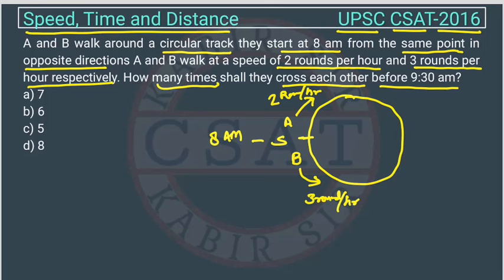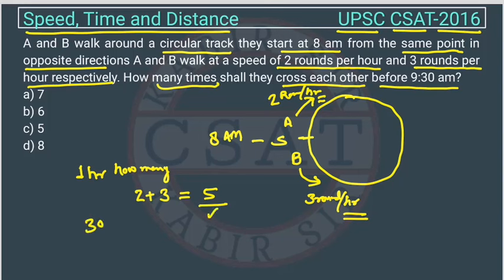Okay, so in 1 hour we will use the concept of relative speed, right? Because they are running in opposite directions. So in 1 hour, how many times will they meet? They will meet 2 plus 3, so their relative speed will be 2 plus 3. So they will meet 5 times in an hour, right? Because in every round they will meet. Okay, so in 1 hour they are meeting 5 times.